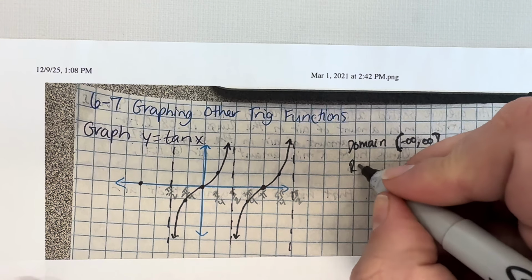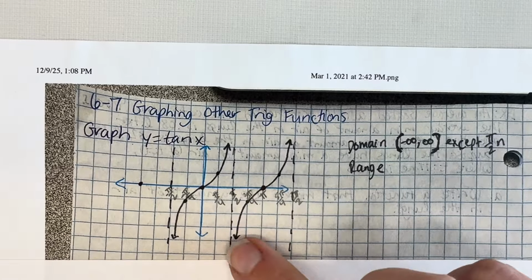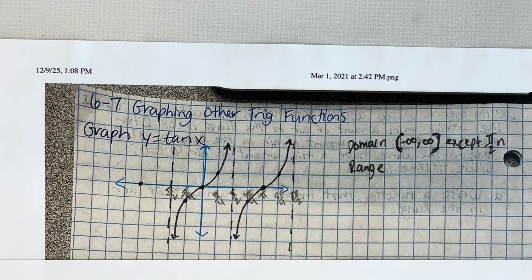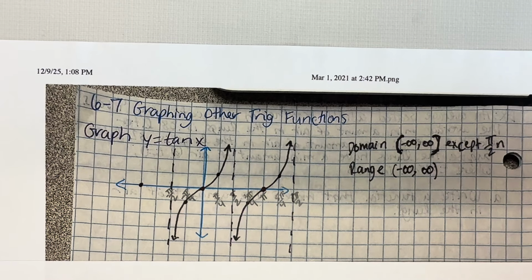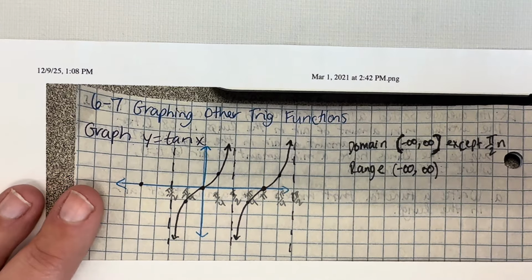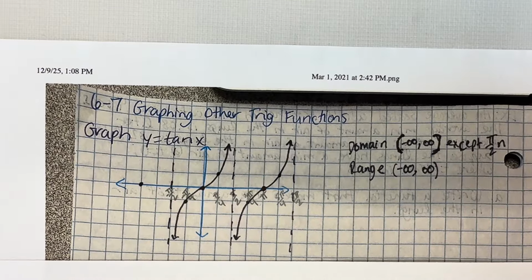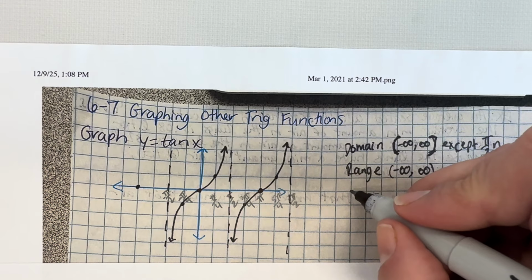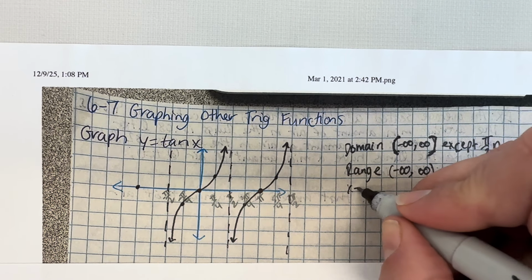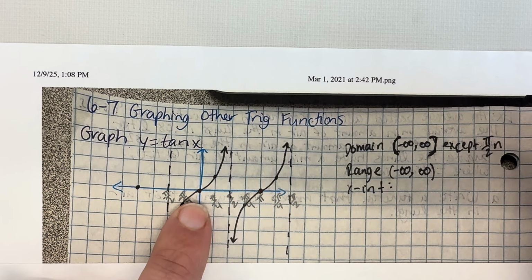Okay, let's look at our range here. Technically, our range is going to hit every single y value. So our range is all real numbers. The max and the min, there isn't going to be a max and min specifically because it's going to go on forever. All right. Our x-intercept hits right here at 0.